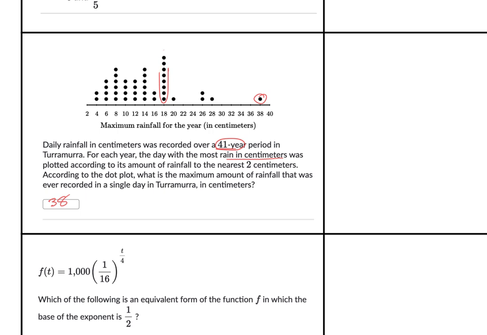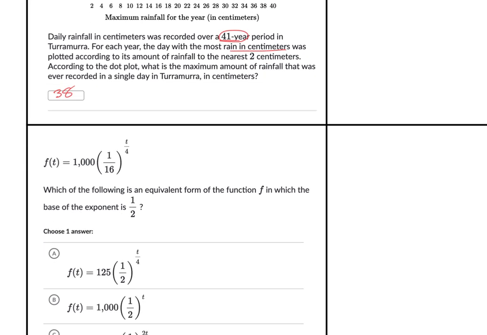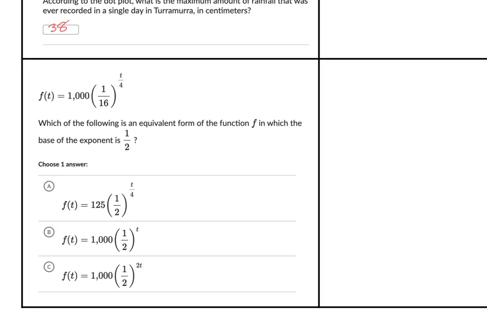But we need to make sure that this just represents that 18 occurred the most times over the course of these 41 years, that 18 centimeters happened the most. But that wasn't the most amount of rain. This 38 was.